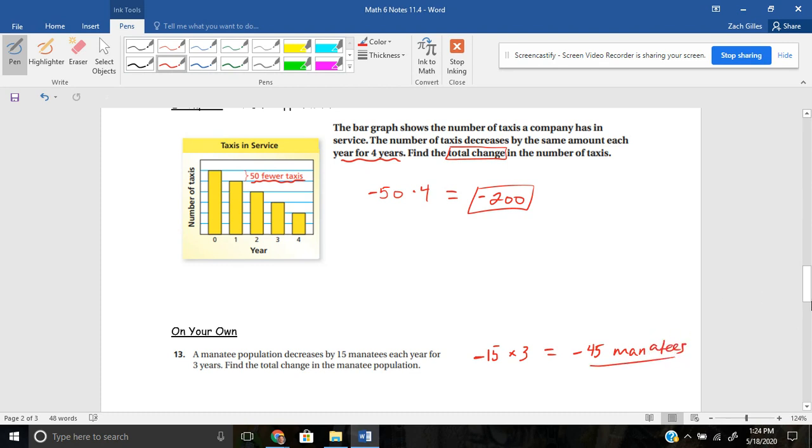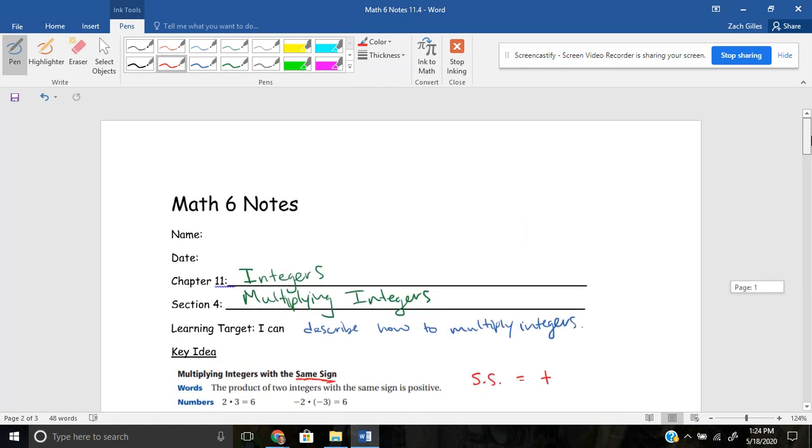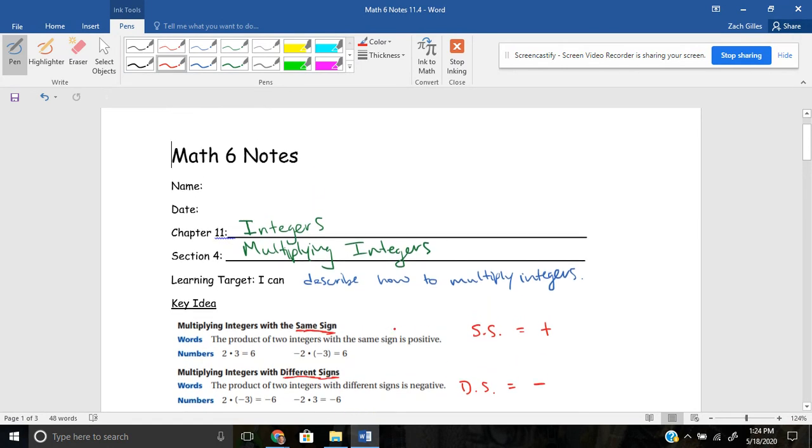Okay, so that does it for 11.4. Biggest takeaway, I think, for you to remember is same sign, positive answer, different signs, negative answer. All right? Let me know if you have more questions.